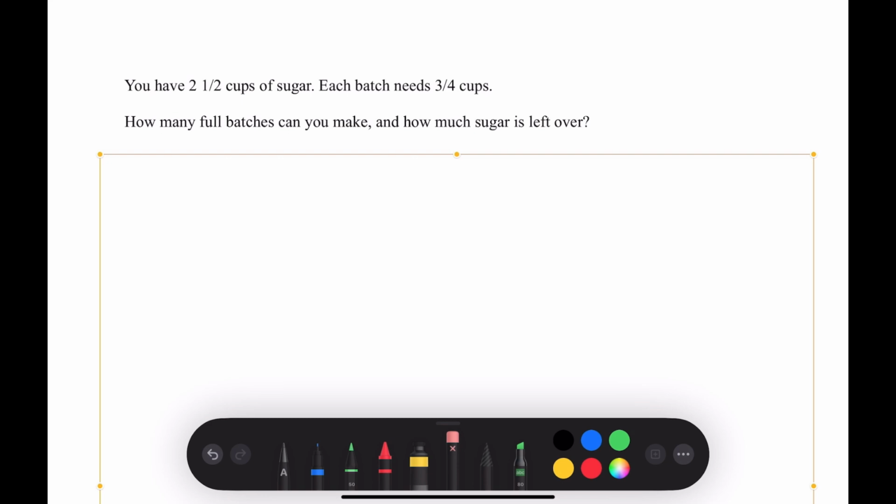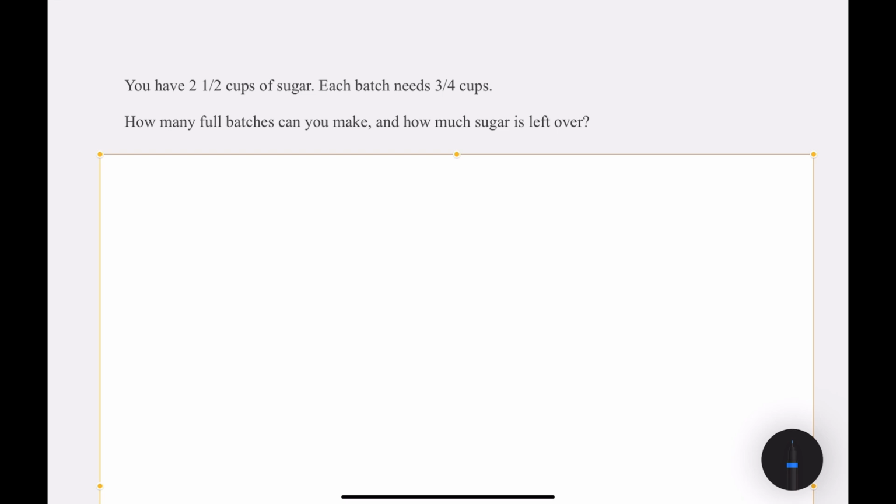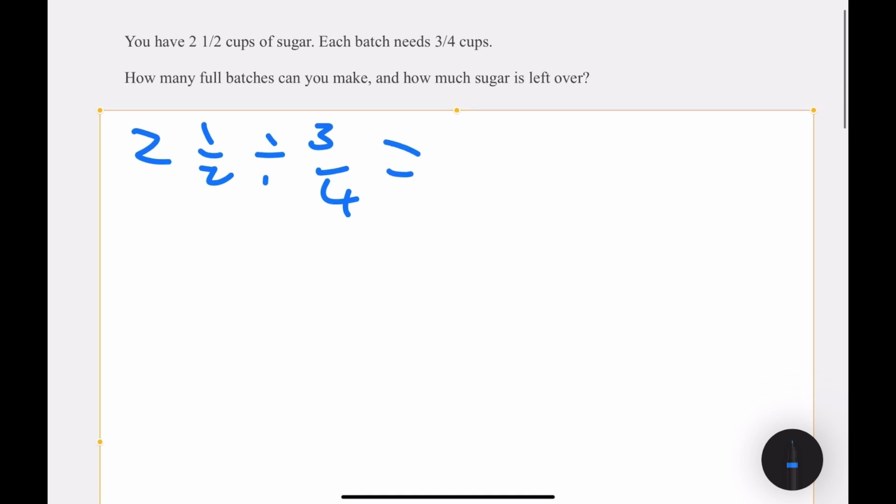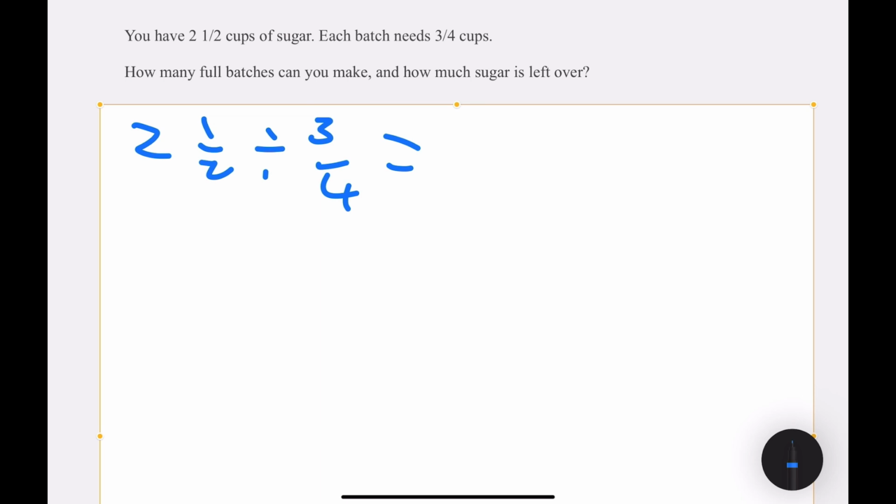Okay, so final question. You have 2 and 1 over 2 cups of sugar. Each batch needs 3 over 4 cups. How many full batches can you make, and how much sugar is left over? Okay, first of all, let's work out how many batches we can make. To do this, we'd do 2 and 1 over 2 divided by 3 over 4, as we're doing how many cups of sugar we have divided by how much sugar is needed in each batch. First of all, I'll change the mixed number into an improper fraction. So 2 multiplied by 2 is 4, add the 1, that is 5, so that becomes 5 over 2.